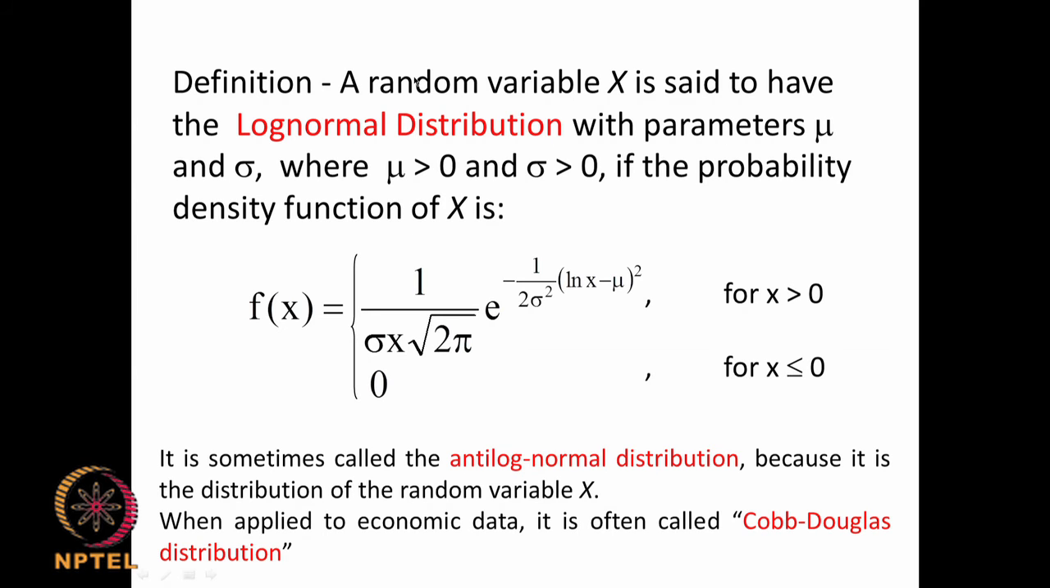Let us look at another distribution, that is called the log normal distribution. So, it is a logarithmic of normal distribution. It is not uniform, it is defined in this form. A random variable x is said to have a log normal distribution if it looks like this. You can see it almost looks like your normal curve, but you have ln x there, for x greater than 0, and it is 0 for x less than 0. Sometimes it is called anti-log normal distribution. It is also called Cobb-Douglas distribution if you are analyzing economic data.